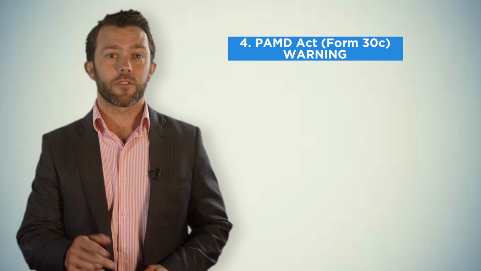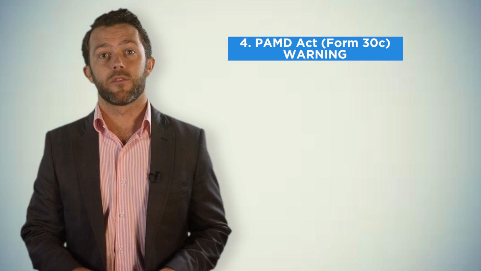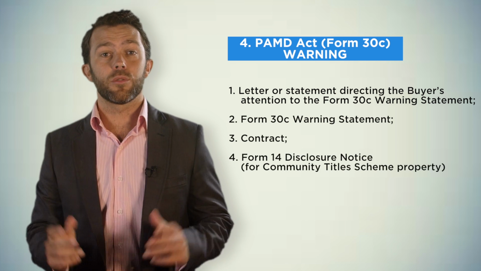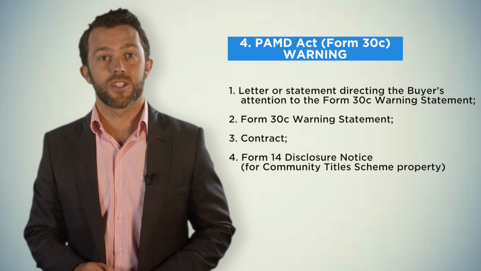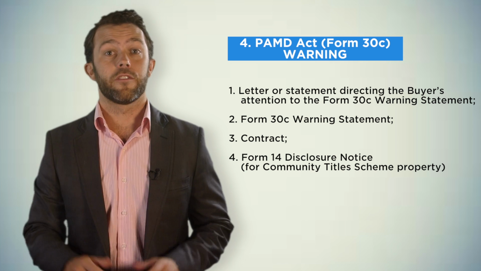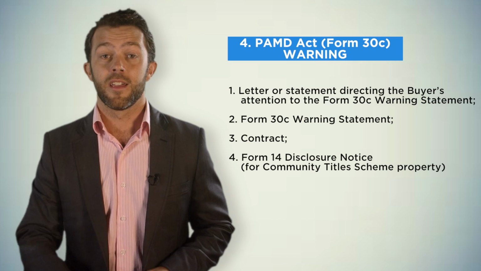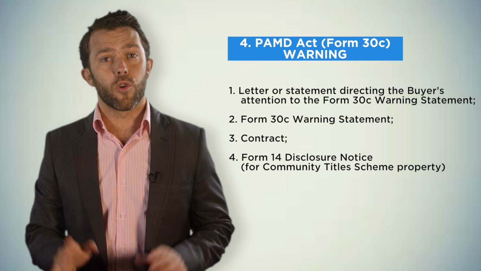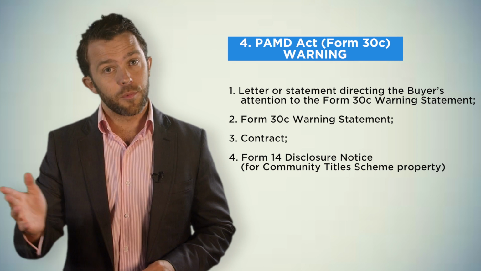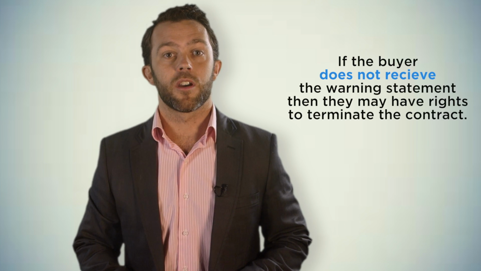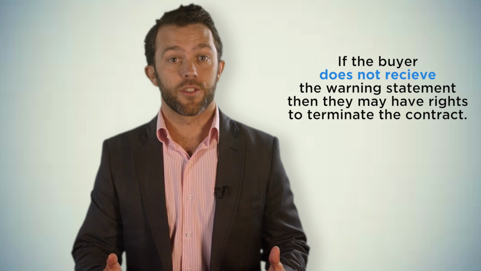And by way of quick refresher, the correct sequence for the contract documentation is: number 1, letter or statement directing the buyer's attention to the Form 30C warning statement. Number 2, the Form 30C warning statement. Number 3, the contract. Number 4, the Form 14 disclosure notice for community title scheme property. If the buyer does not receive the warning statement, then they may have rights at any time leading up to settlement to terminate the contract.